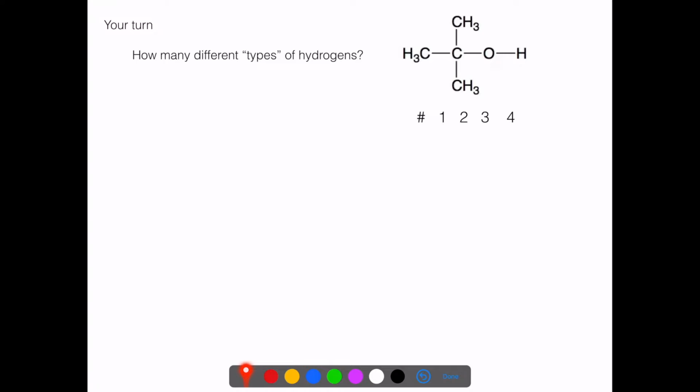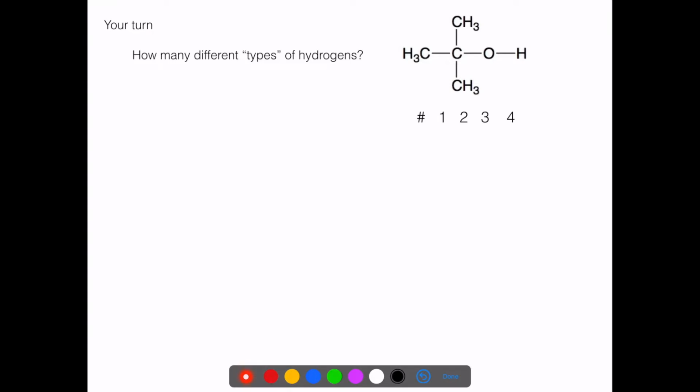Okay, so let's take a break. Think about this. How many different types of hydrogens do we have in this molecule? And this is just sort of helping us review this problem. So take a second to think about that. How many different types of hydrogens? Think about different environments that we have in this one.